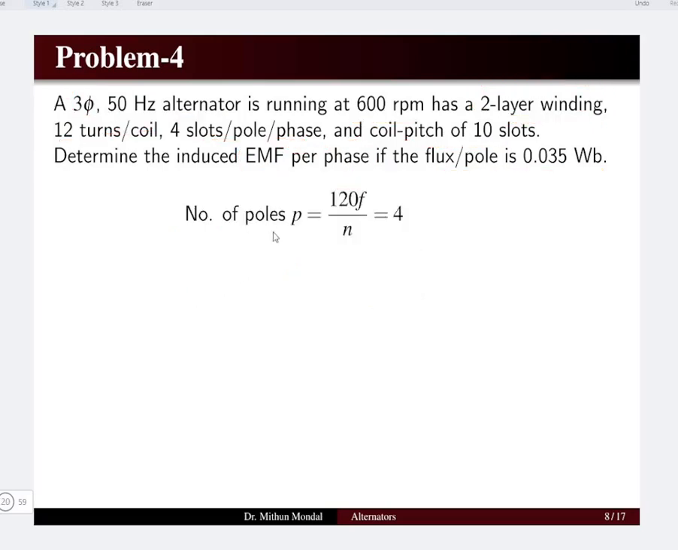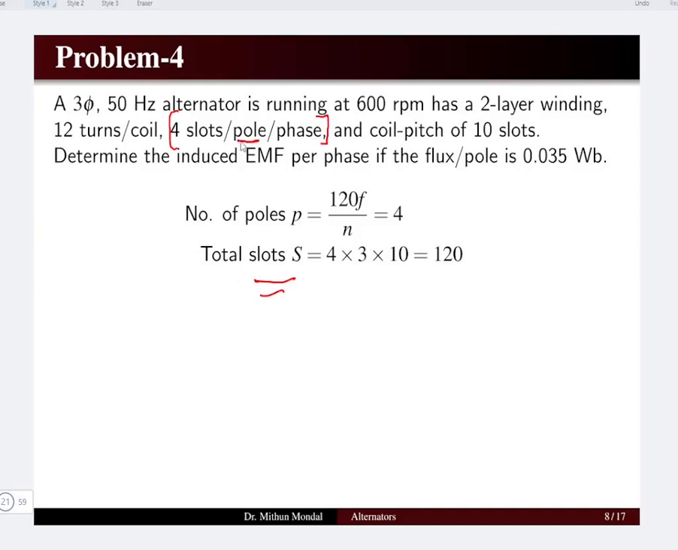Now here the number of poles we can determine directly from the equation of the synchronous speed of the alternator, which is equal to 120 F by N, and the frequency of the supply is 50 Hz, and the speed with which the alternator is rotating is 600 rpm. So the number of poles is basically 4. Now here, what is the total slots that we have? Now the total number of slots, if we can see from this equation, it is 4 slots per pole per phase.